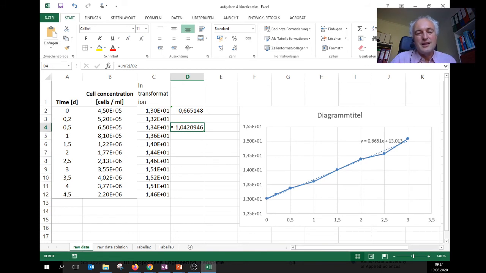So that's the simple exercise in kinetics. You have done that in the lab course, and of course you know how to calculate the kinetics. Here we used ln transformed data just to calculate the growth rate in the exponential phase. And you remember, the advantage is if we use this ln transformed data, we can use also values which are just correlated to biomass, which are proportional to biomass, as for example the OD.